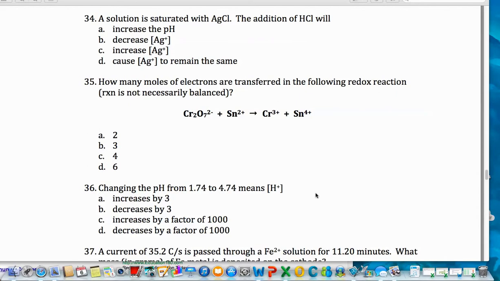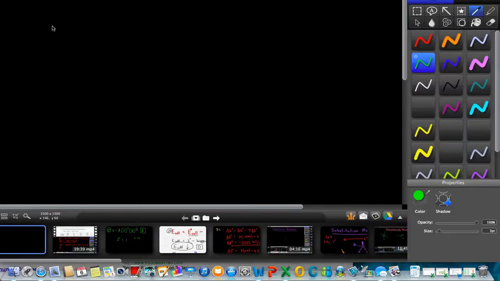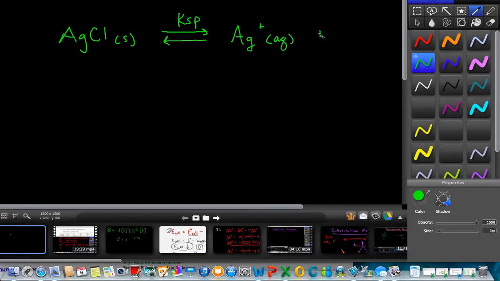If you have a solution that's saturated with AgCl, this is going to be the common ion effect. So if we have AgCl, that's going to be in equilibrium with its dissociation. Of course, that's governed by KSP. And we'll have Ag plus that's solvated, and we will have Cl minus that's solvated.